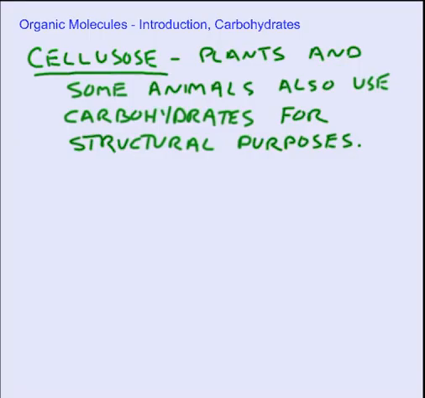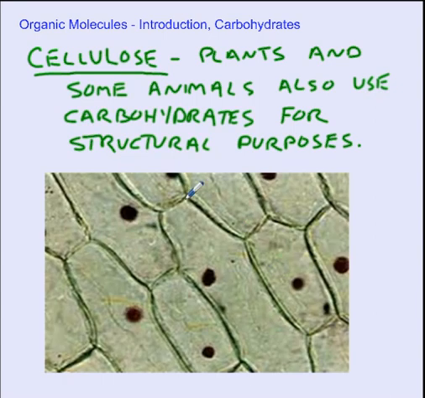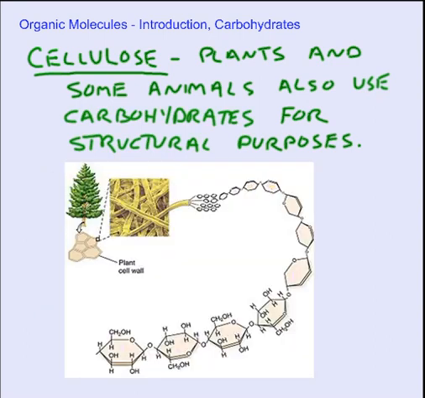Another important example of a carbohydrate is cellulose. Plants and some animals use cellulose for structural purposes. The cell wall on the outside of a plant cell is made of cellulose. Here we see some actual cells as they would look under a microscope. And this part that I'm outlining would be the cell wall. Around each cell there's a cell wall which is made of cellulose, and it gives the plant cell its structure.